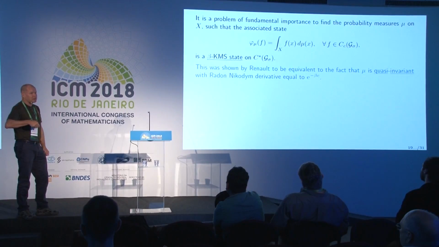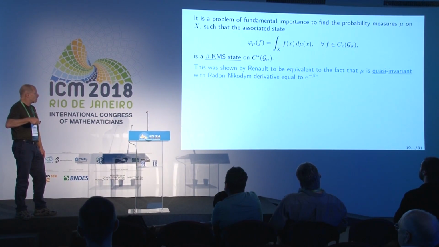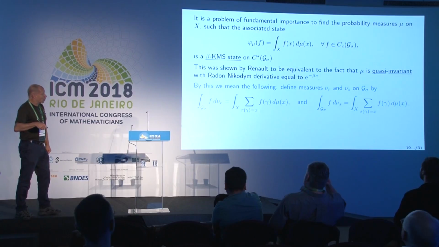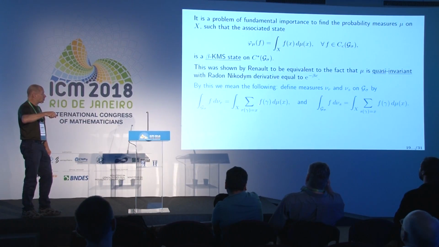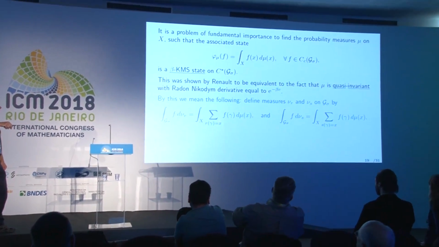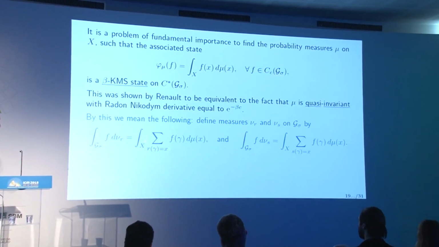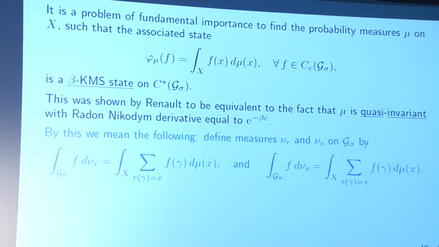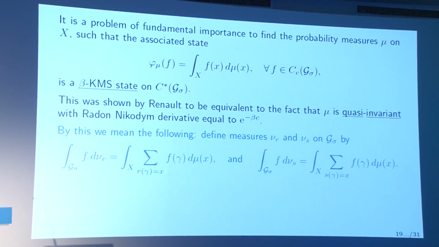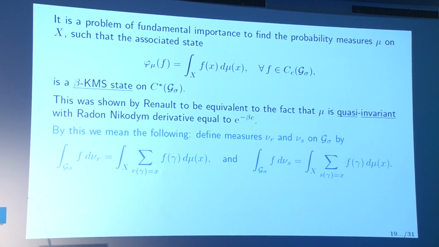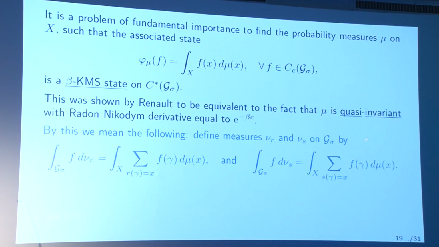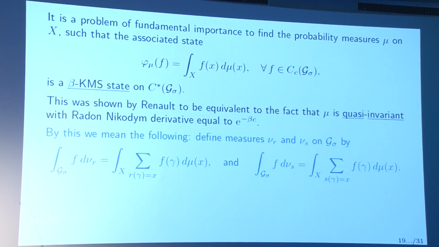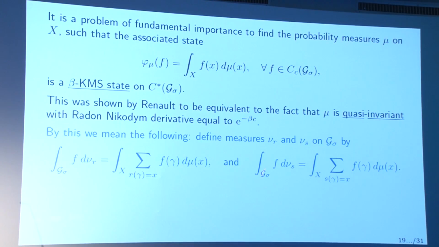In order to give you an easy and direct definition, here is the formula. So what we want to do is, every time we have a function in the groupoid, we add up the function over the inverse image of the range function of the groupoid, and then we integrate over the measure on the unit space. So this defines a measure that I'm going to call nu r on the groupoid G sigma, and likewise, adding the function over the inverse images under the source map and integrating against mu, we get another measure called nu s.